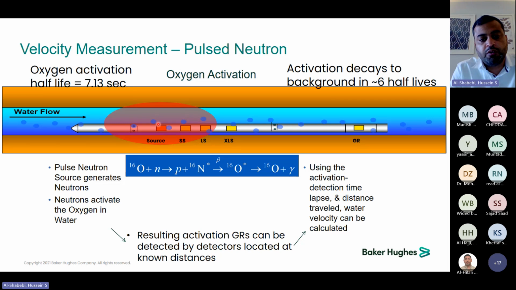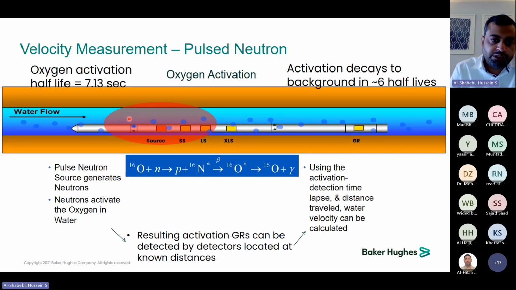As you can see over here, the source is on the left side and the detectors are on the right side. So if the flow is going to the right side, this detector will be able to detect the gamma ray from the oxygen. Knowing the distance and the time between the source and this detector, we can convert that to velocity. But if the flow is in the other direction, then you need to invert the tool to put the detectors on this side.